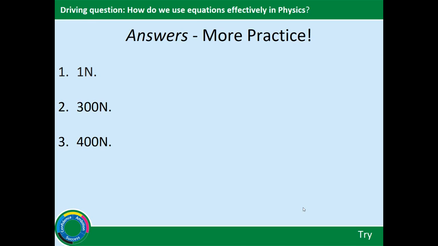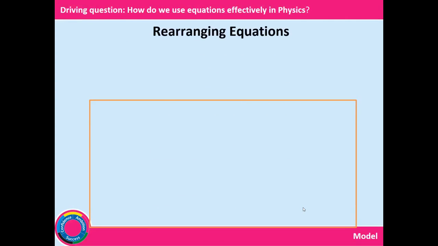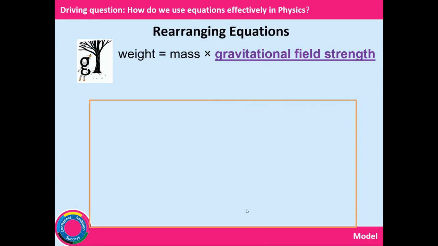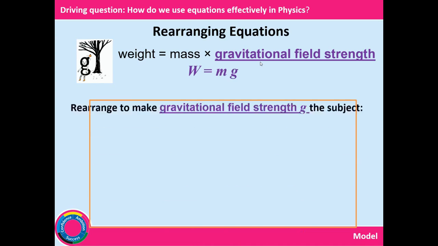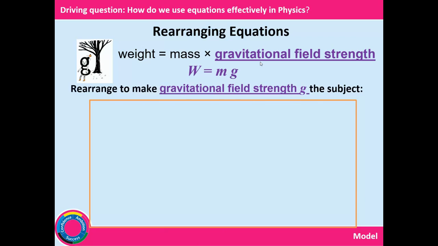Now, the next thing we want to do is start rearranging this equation. And the first variable we're going to rearrange for is g. So assume you're given a question wherein you have the weight, you're given the mass, but they say find the gravitational field strength. So they might give you the weight of somebody on the moon, and they give you the mass of the person, and they say find the gravitational field strength on the moon. You can use your formula W equals mg.